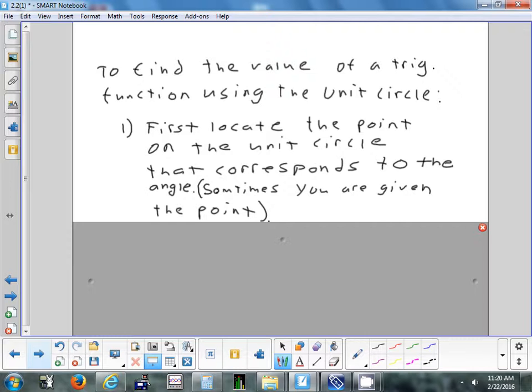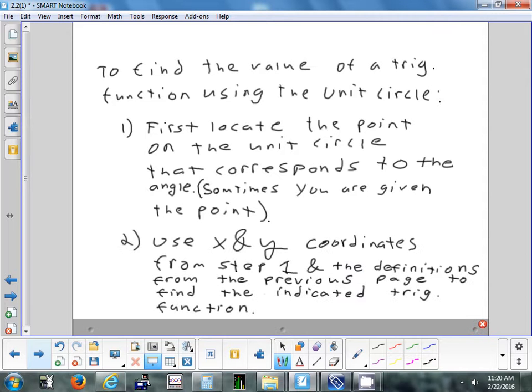Right, so I'm just going to summarize the two steps again, how you do unit circle trig. Step 1, find the coordinate that represents the angle. Sometimes they'll give you the coordinate. So if I give you a coordinate, you don't have to do step 1. It's already done for you. After you have the coordinate, step 2 is to use the coordinate from step 1 and the definitions we just went over and find whatever they're asking for.